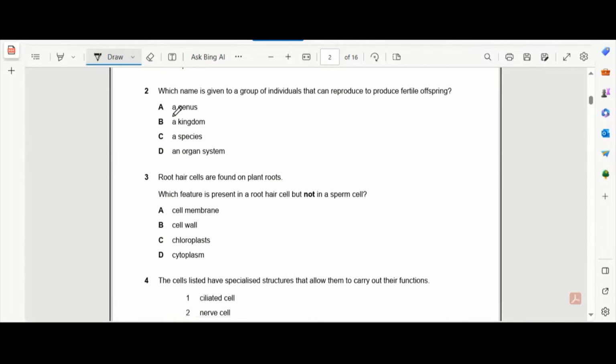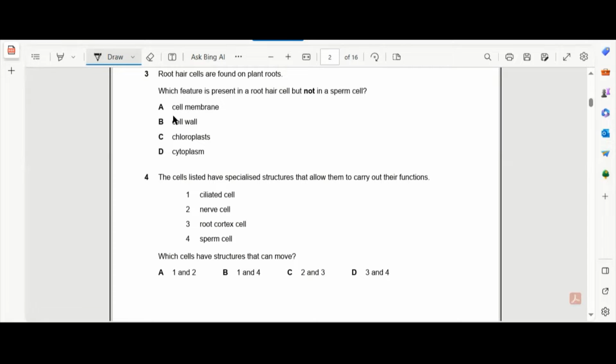Number 2. Which name is given to a group of individuals that can reproduce to produce fertile offspring? The only correct answer, as you know, is a species. A species is described as a group of individuals that can reproduce and produce offspring which are fertile, or they can reproduce themselves.